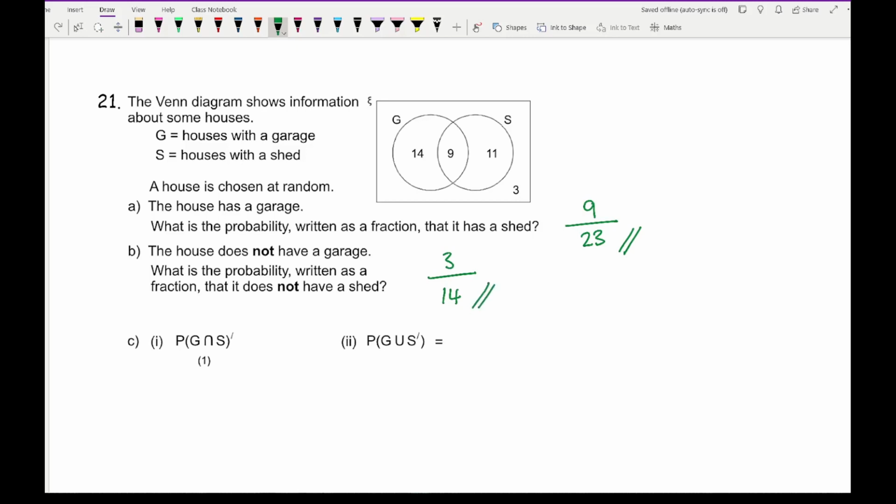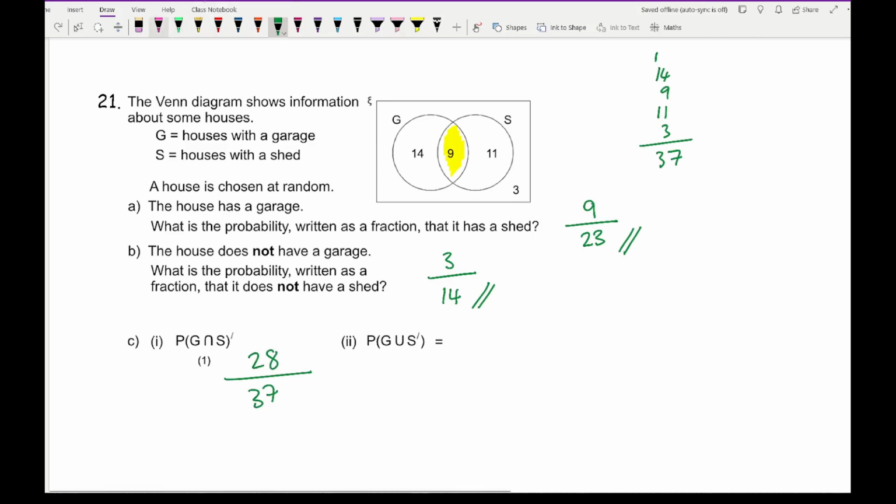The next question is all about shading the diagram. So here it says, what is the probability of G and not S? G and S, well, the not of G and S. So this is, G and S is this bit here. So what's the probability of not having that shaded area? Well, that's going to be out of the total of all of the answers. So let's just work out how many there are. So I've got 14 plus 9 plus 11 plus 3, giving us a total of 37. So out of the 37, I've got 14 plus 11, which is 25, plus 3, which is 28.